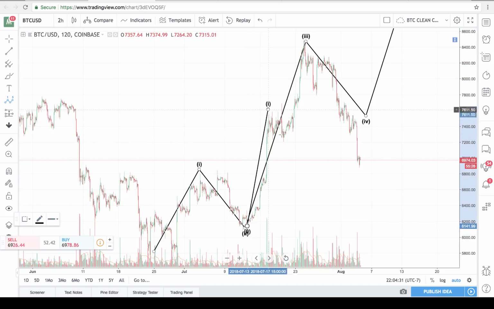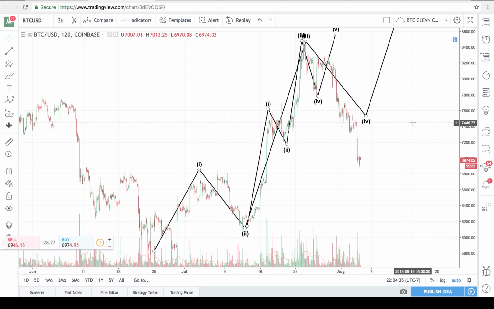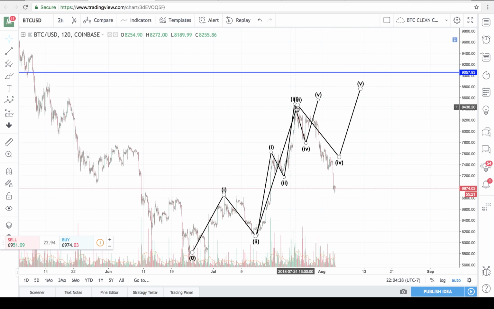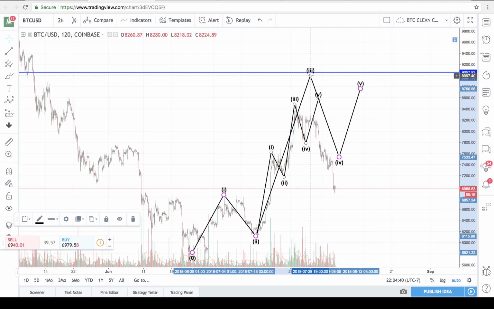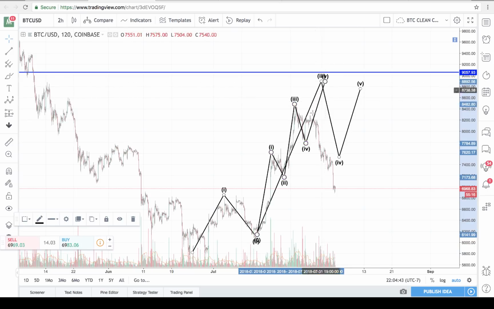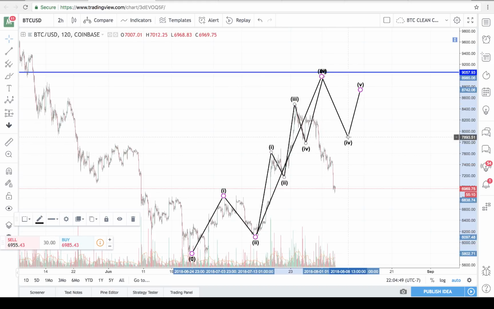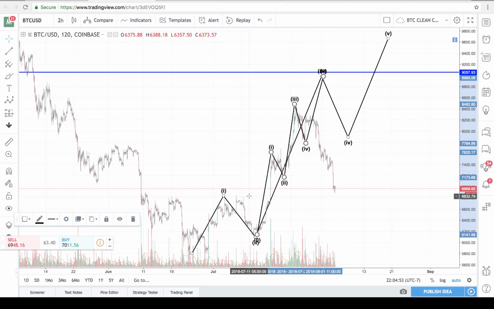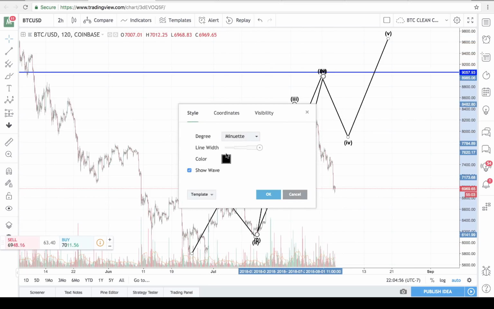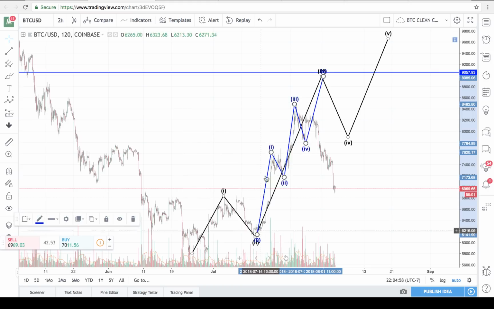Sorry, let me fix that here. In a 5-wave structure, we got 1, 2, 3, 4, 5, right? So I was expecting this 3rd wave to extend out to here maybe. We'd get our 4th wave dip right here, our 3rd wave, and then we get a larger 4th wave, and then we'd get our 5th wave, right? So let me just change this color here to make it a little bit more clear. So this would be the subwave count of this 3rd wave. We would have gotten a 4th wave and then a 5th wave, right?